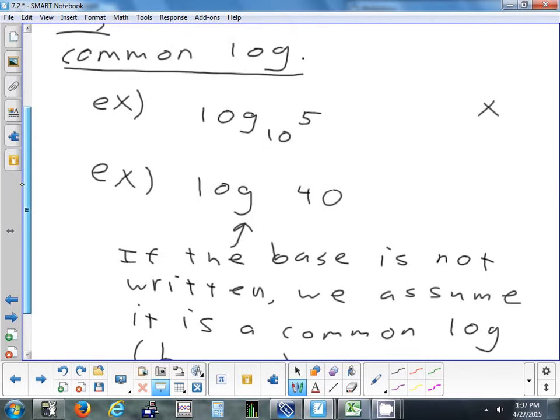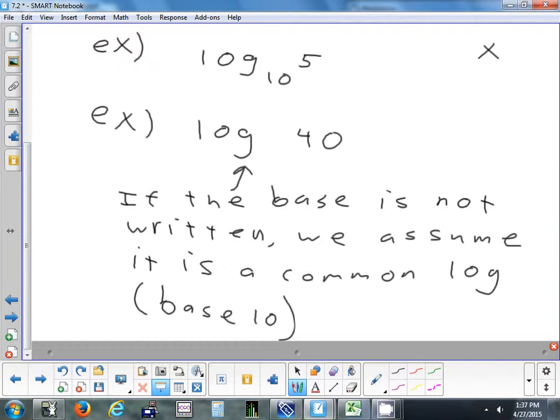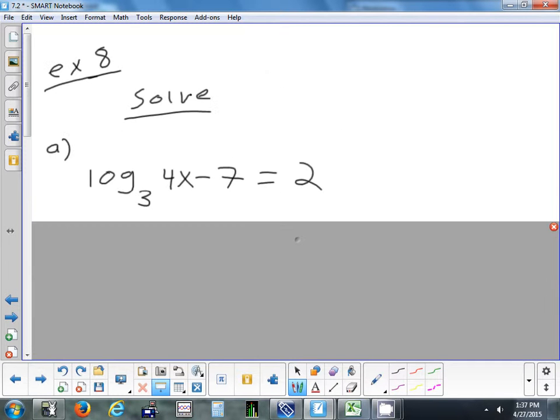All right. Any questions on common log? All right. So we'll finish up with 3 examples solving for x.